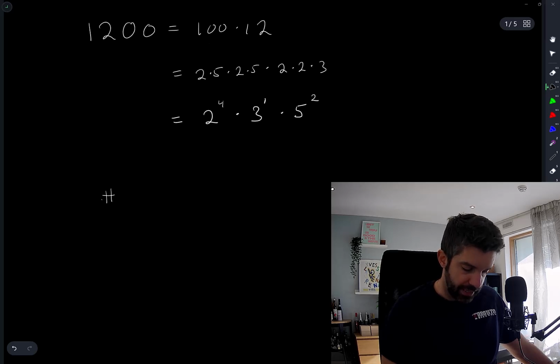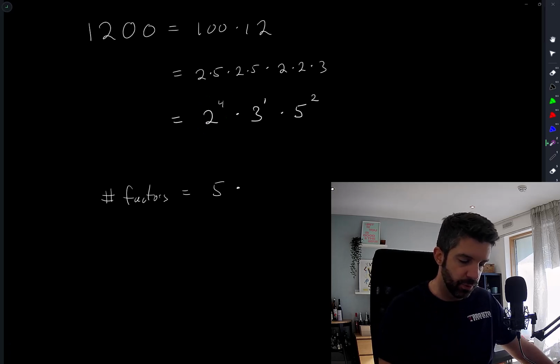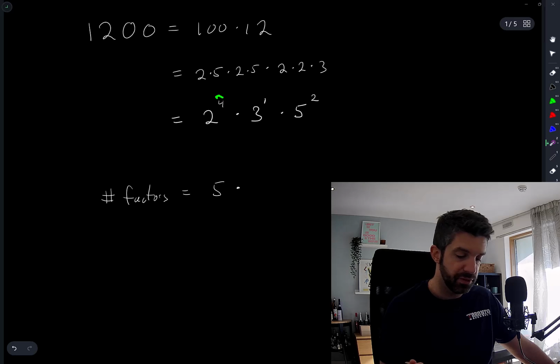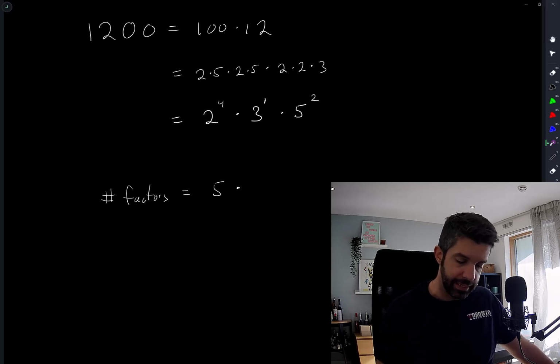So the number of factors will then be equal to, well, how many different numbers between 0 and 4 can I choose? There are 5 numbers. If I want any distinct factor of 1200, it'll have some number of multiples of 2, and that number is going to be between 0 and 4. So there are 5 possible powers of 2 that I can get.